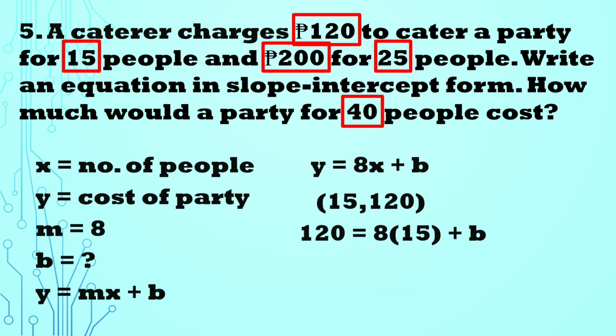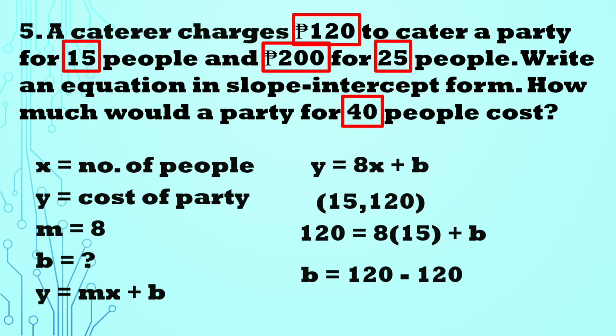And then, ilipat natin ito na lang muna, si 8 times 15. So, 8 times 15 is equal to 120. And then, yung 120 natin sa left side, ilipat natin sa right side. So, magiging b equals 120 minus 120.